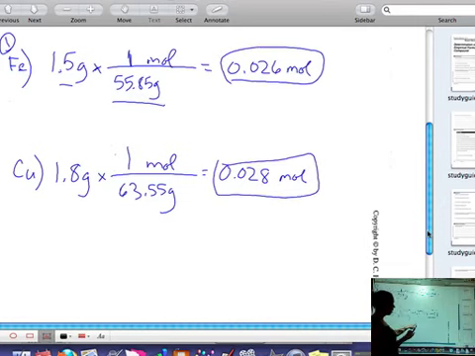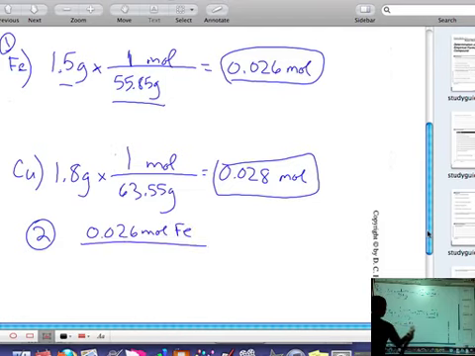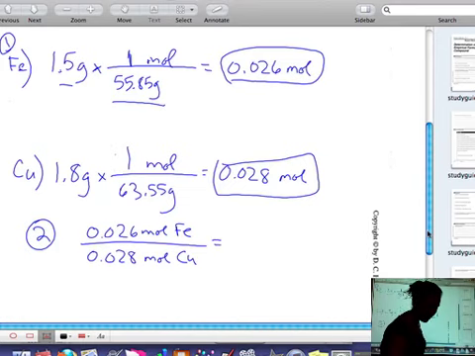So then we've got to come up with a mole ratio to say, is it 1-to-1? Does 1 iron kick 1 copper out, or is it something crazy? So step number 2 is taking moles of iron and dividing it by moles of copper. And we end up with a ratio. I will do that math. I've got an idea of what it is. Divided by 0.028.